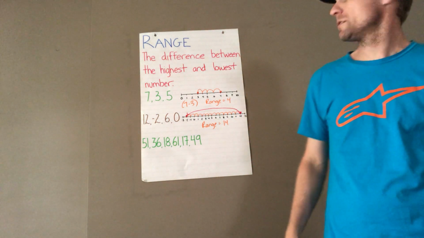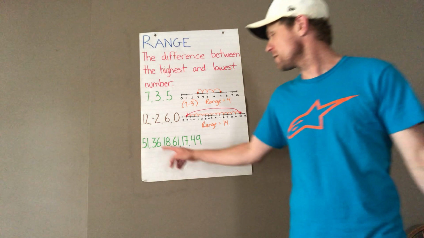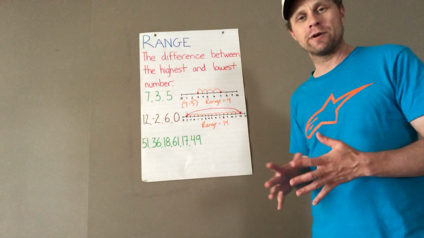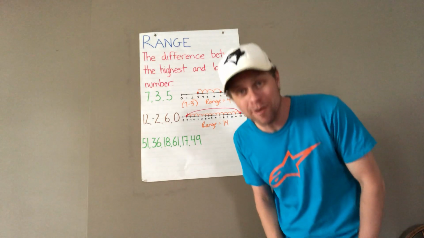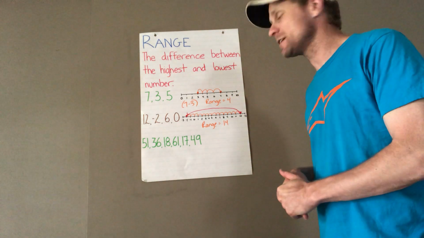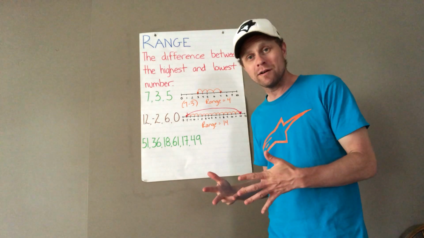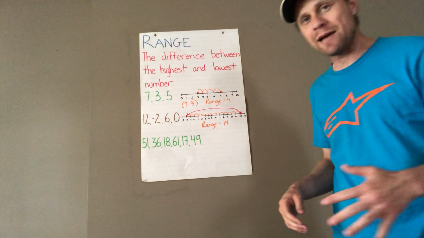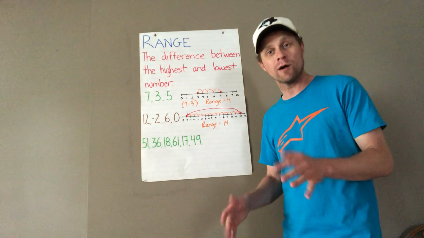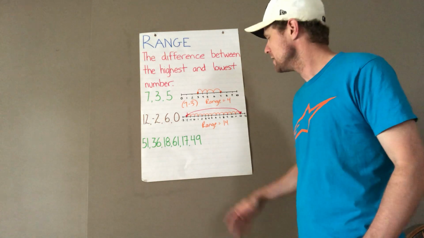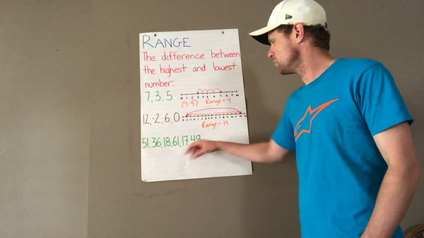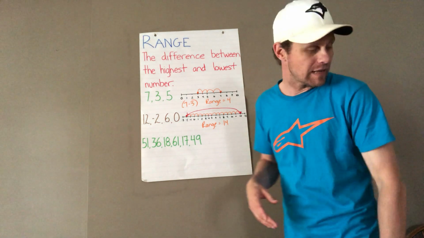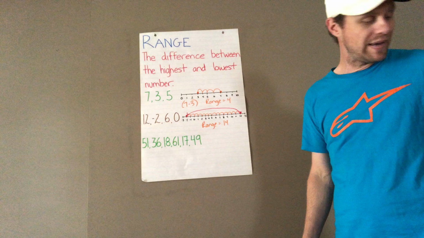If we look at our third group of numbers, we have 51, 36, 18, 61, 17, and 49. It doesn't matter how many numbers we have, as long as we can locate the highest number and the lowest number. Now for this example, I'm not going to draw a number line. You are more than welcome to and encouraged to, but it would be difficult to put all those numbers in a space here that you can see. So let's locate our biggest number.